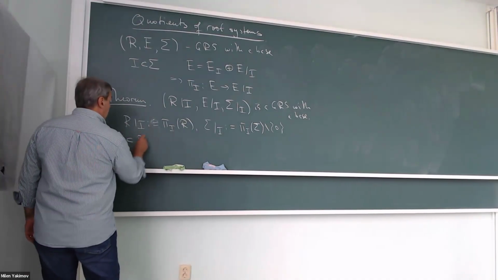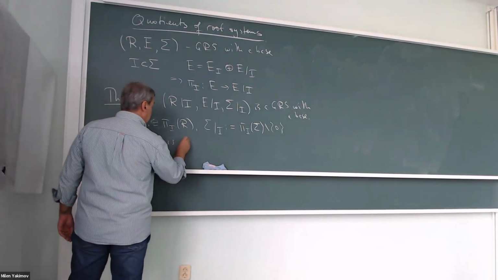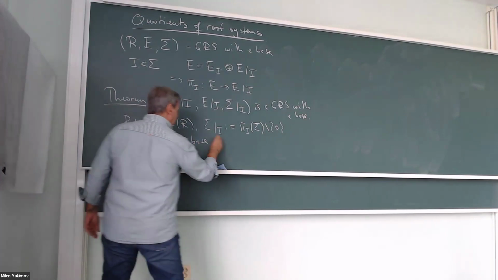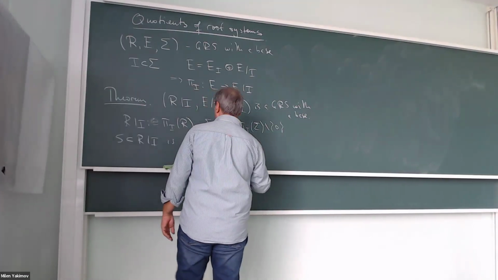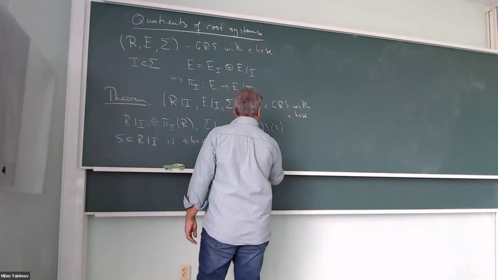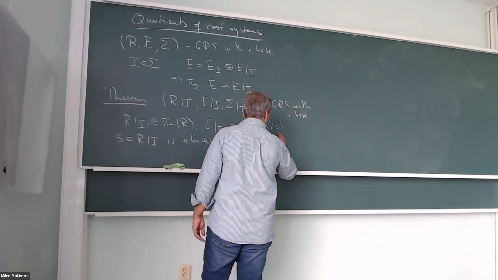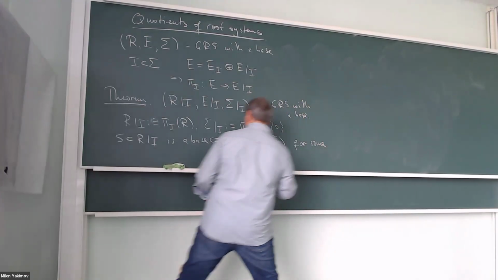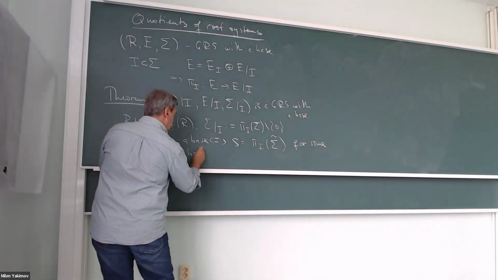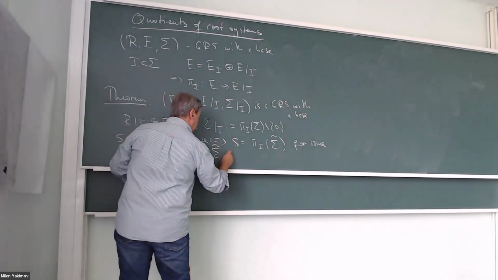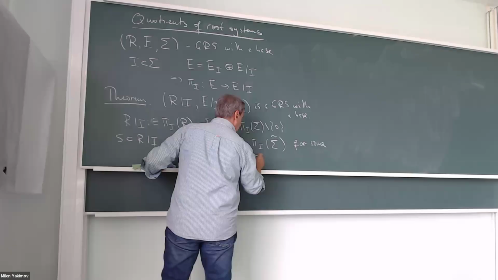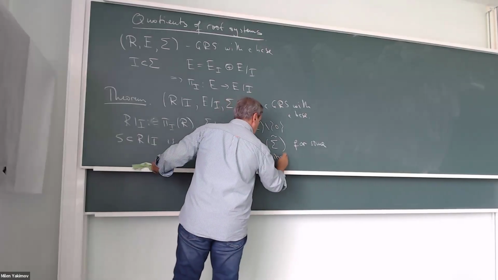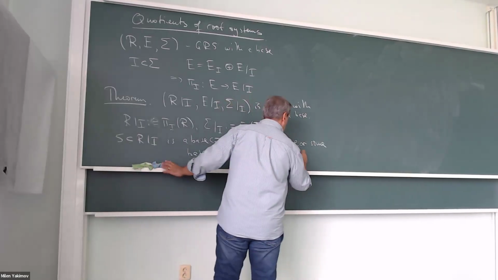S in R mod I is a base if and only if S is pi_I of sigma tilde for some base sigma tilde of R containing I.